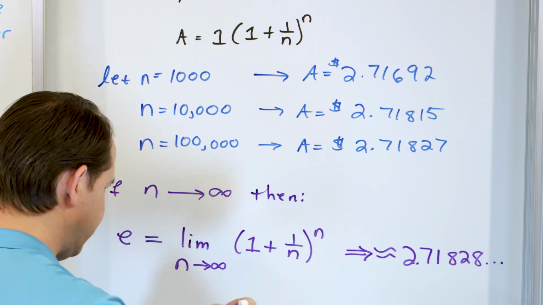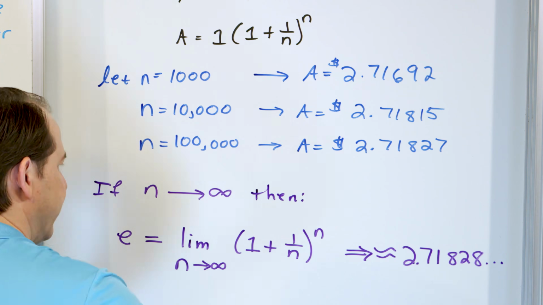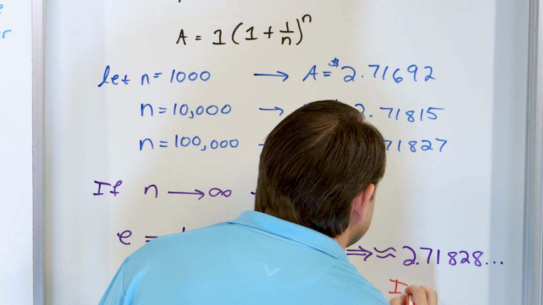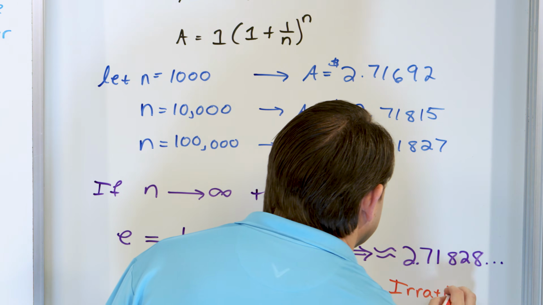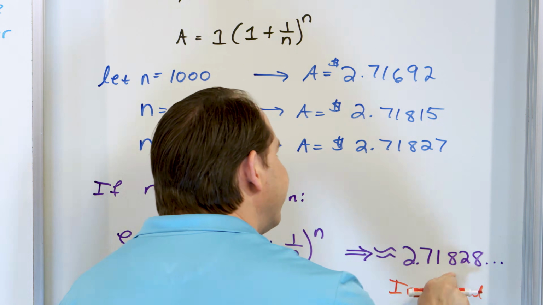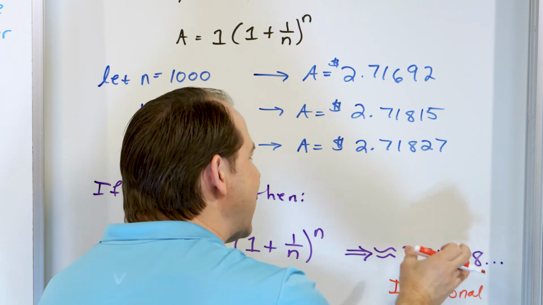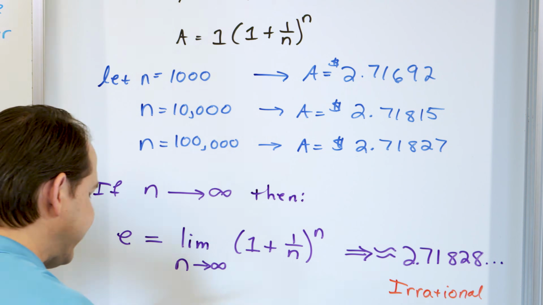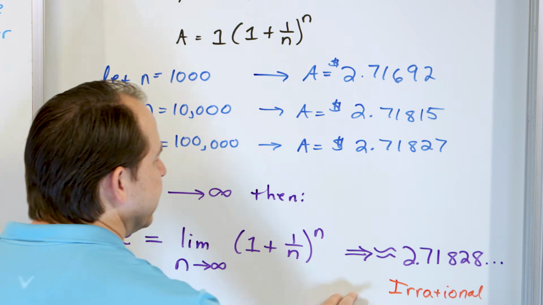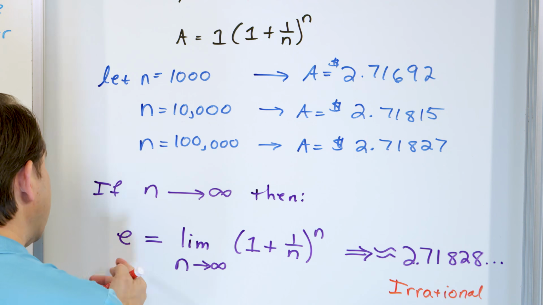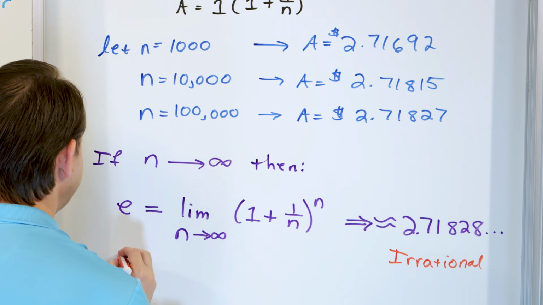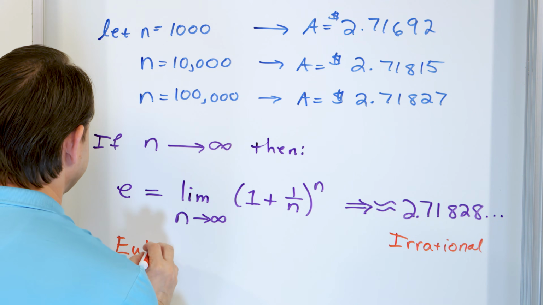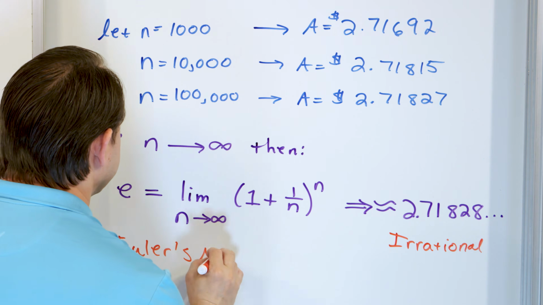2.71828... And I'm going to go ahead and put in big letters that this is irrational. In other words, these decimals do not repeat. There's not a repeating pattern. I cannot write this number as a fraction. That's what that means. And because the mathematician Euler figured this out, this is called Euler's number.